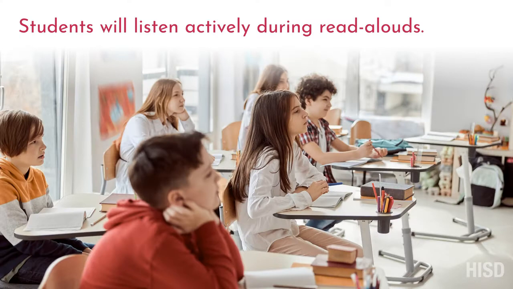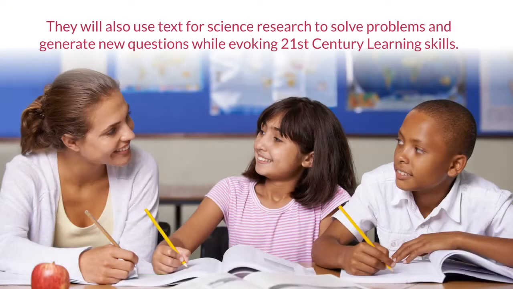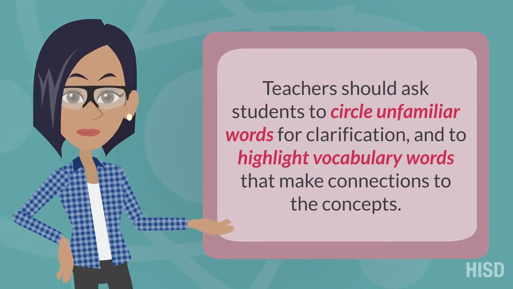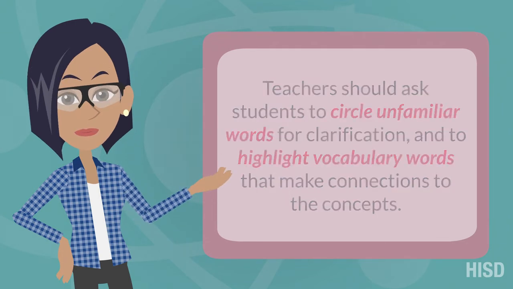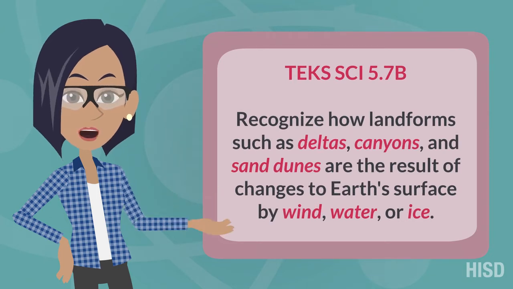Students will listen actively during read-alouds, apply understanding of concepts and vocabulary through extended learning opportunities and within cooperative group assignments. Use text for science research to solve problems and generate new questions while evoking 21st century learning skills. Teachers should ask students to circle unfamiliar words for clarification and to highlight vocabulary words that make connections to the concepts. Our lesson today is connected to TEKS SCI 5.7b.